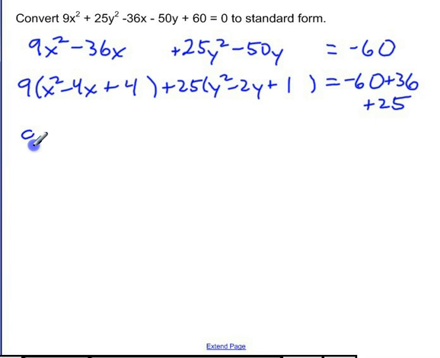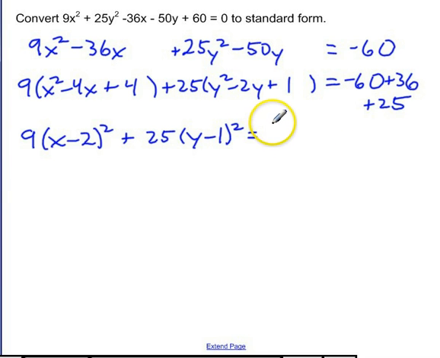So what do we get? We get 9 times x minus 2 squared plus 25 times y minus 1 squared equals negative 24 plus 25, which is 1. Okay, this is looking really close to a standard form, except we've got this 9 and this 25 being multiplied. And I need to get something underneath the x minus 2 squared and underneath the y minus 1 squared.